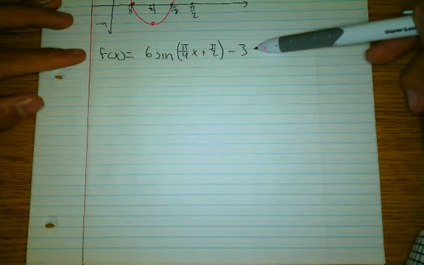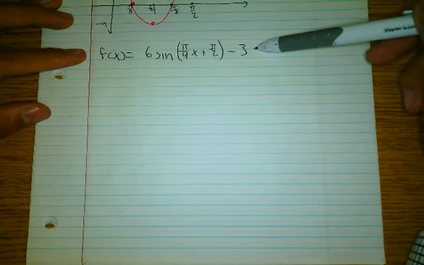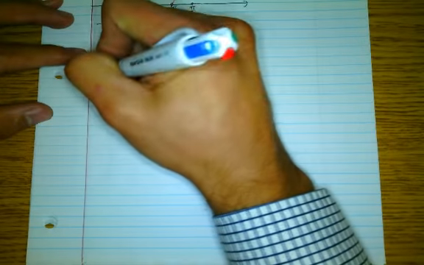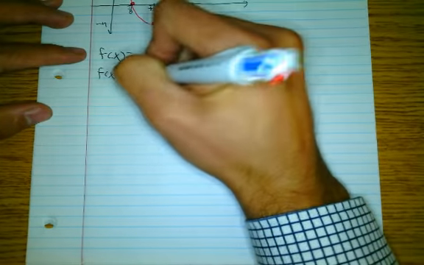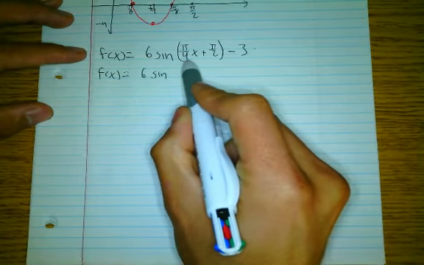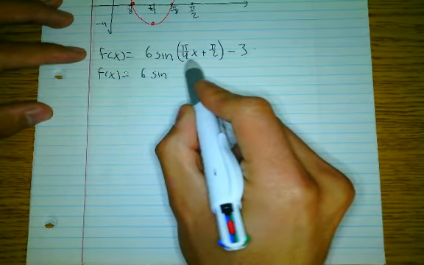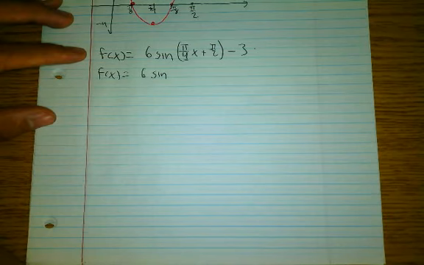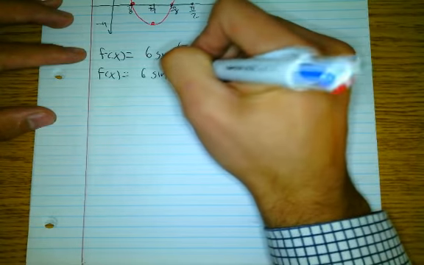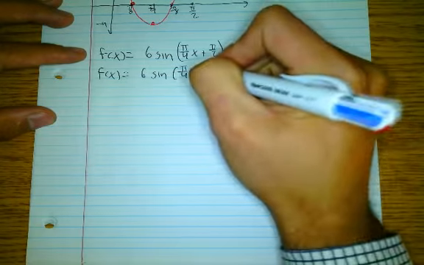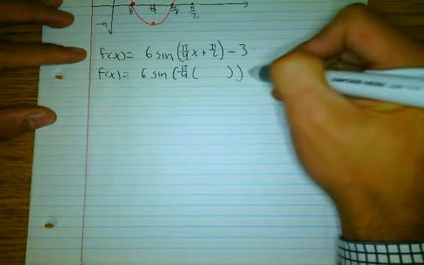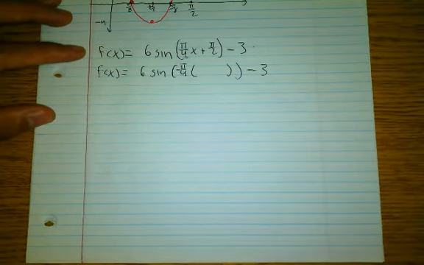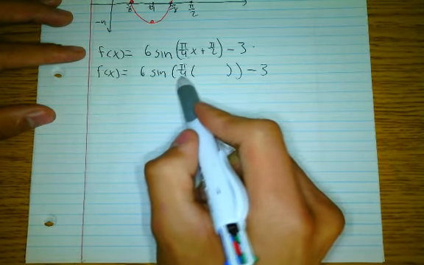I want to see if you remember this. I need to factor out. So if I do that, then that means I have pi over 4 times something minus 3, right? If I factor out that pi over 4, what can I multiply it by so I can get pi over 4x? Cool? If I factor out pi over 4, what can I multiply pi over 4 by to get pi over 2?